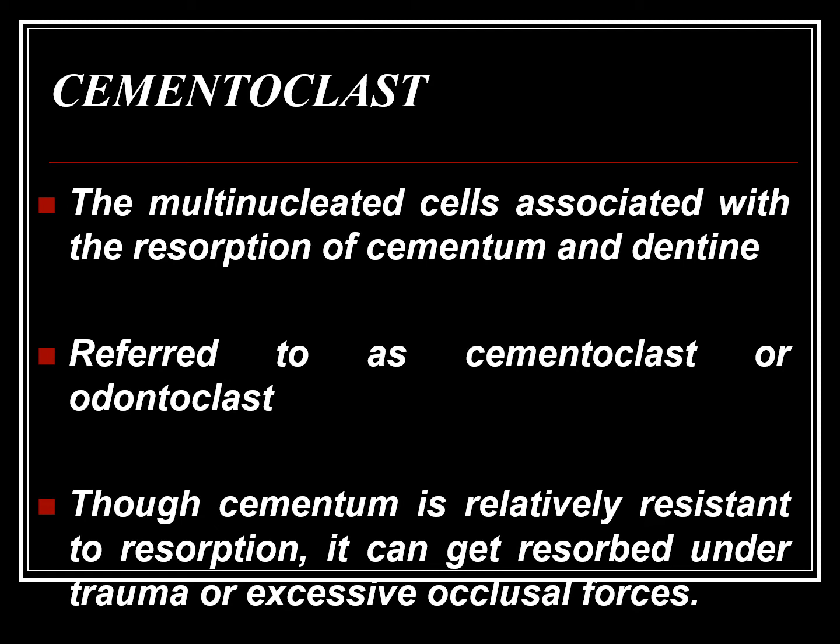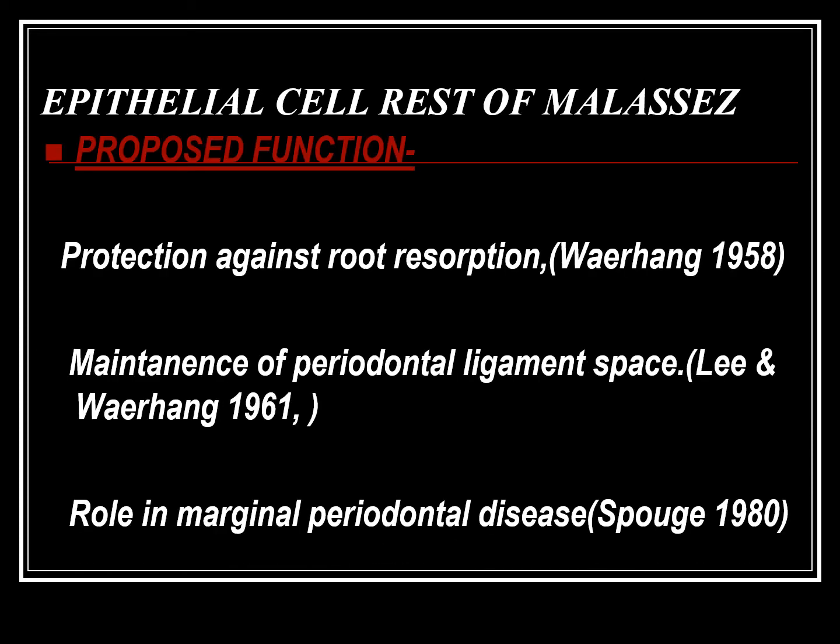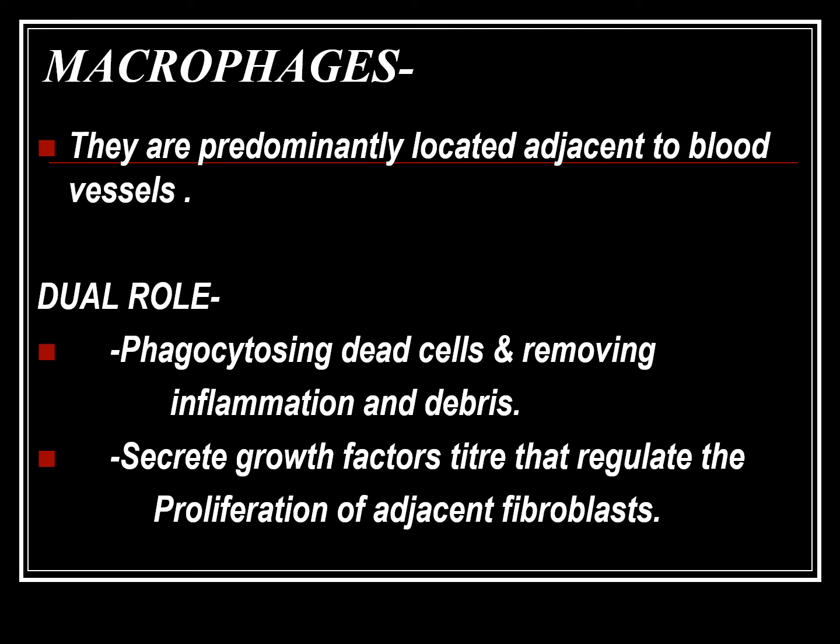Though cementum is relatively resistant to resorption, it can get resorbed under trauma or under excessive occlusal forces. So when the occlusal forces exceed the capacity of bearing the force, our cementoclast cells get activated and they go for the resorption of the cells which have been destroyed. The epithelial cell rests of Malassez. These cells protect against root resorption and maintain the periodontal ligament space.